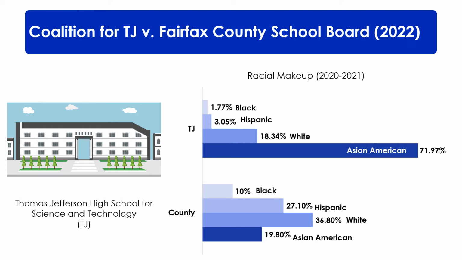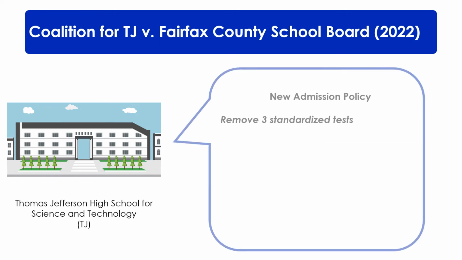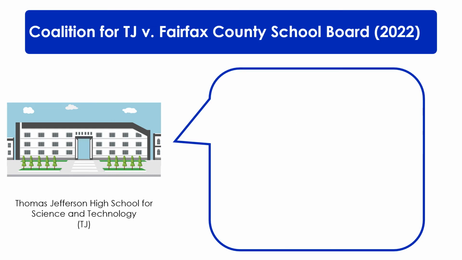By contrast, the county-wide racial makeup of the Fairfax County Public Schools was 36.8% white, 27.1% Hispanic, 19.8% Asian American, and 10% Black. To diversify student enrollment, in December 2020, the school board changed the TJ admission policy. Among many changes, one change was the removal of 3 standardized tests.